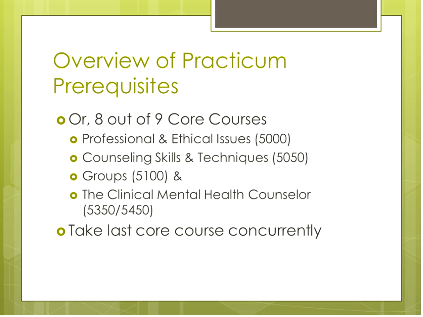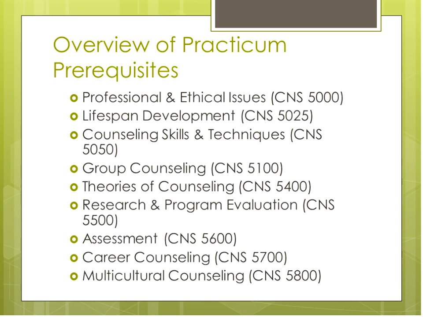you are going to complete 8 of the 9 counseling courses, and of these 8, you have to do 5000, which is the ethics, 5050, which is skills, and 5100, which is group. And then you also complete the clinical mental health counselor or the professional school counselor course, which is 5350 or 5450. That's not listed on this previous slide.